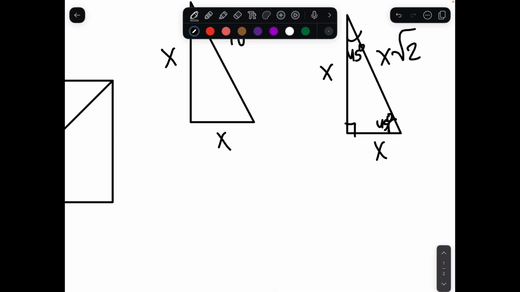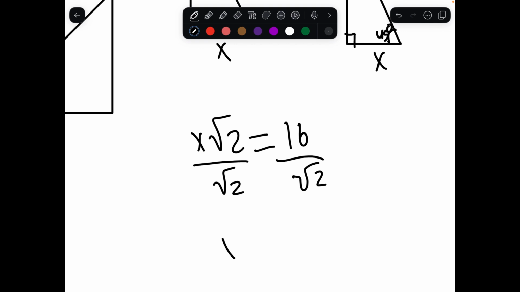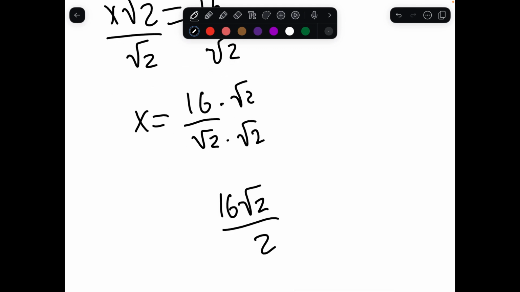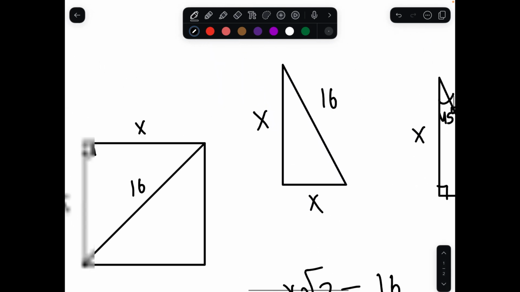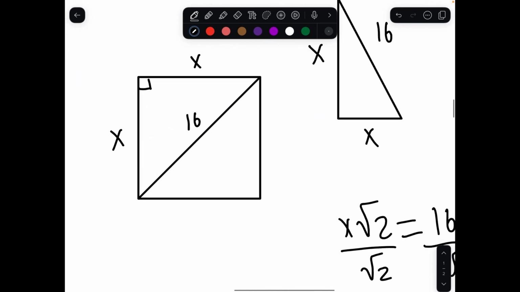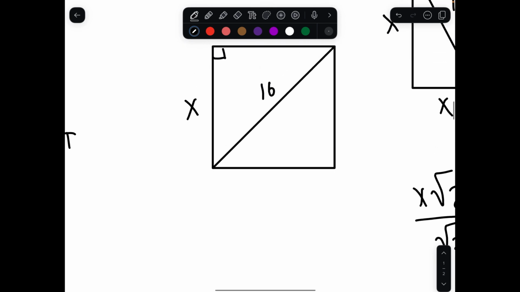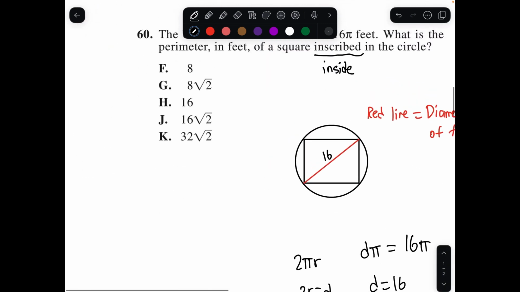So we can set x root 2 equal to 16, and then we can solve for x to get our side. So if I divide by root 2, I get x equals 16 over root 2. And let's simplify this. Times root 2 over root 2. 16 root 2 over 2. 8 root 2. Which means the value of the side of the square is 8 root 2. And to find the perimeter of the square, you just add up all the sides. And since each side is 8 root 2, you would do 4 times 8 root 2 to find the perimeter, which is 32 root 2, which matches answer choice K.